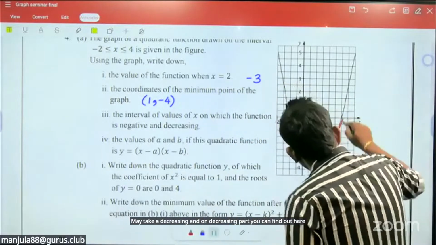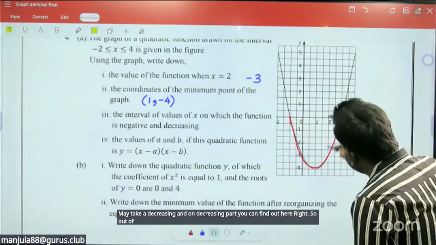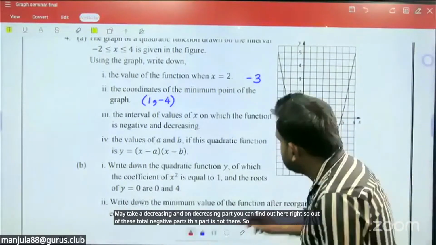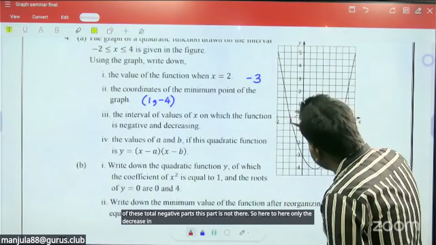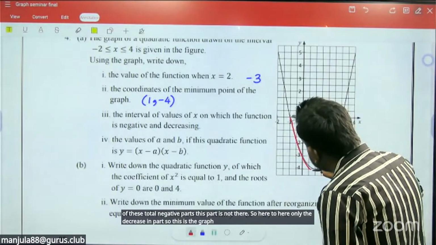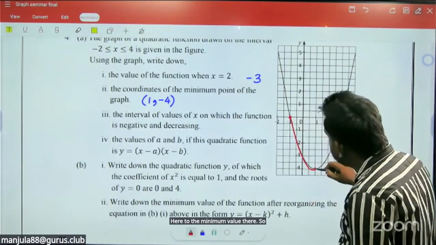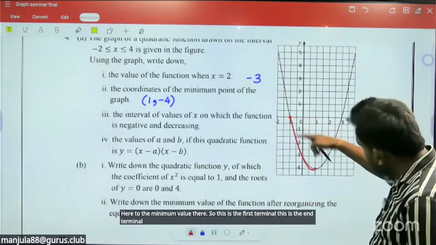So out of these total negative parts, this part is not there. So here to here is only the decreasing part. So this is the graph decreasing part, here to the minimum value there. So this is the first terminal, this is the end terminal, the negative and decreasing part.